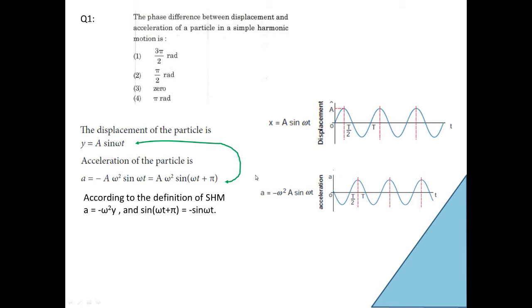Compare this to get the phase difference. This is a sin omega t. This is a omega squared sin omega t plus pi. Therefore the phase difference is pi radian. So you get the expressions in terms of sin omega t, and see what comes extra here; that determines the phase difference. Is it clear? The answer is the fourth option, pi radian.